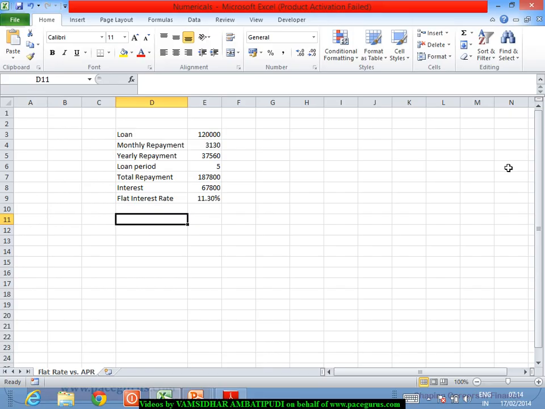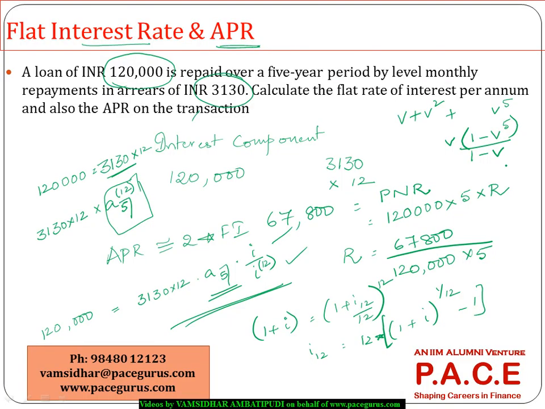So let me take one interest rate, right? I can start with some interest rate, probably let me start with the double of it, 22.6% being the interest rate. I could take twice that of the flat rate as a base to start with. Then I'll get my V as 1 by 1 plus I, right? This is what is my V.